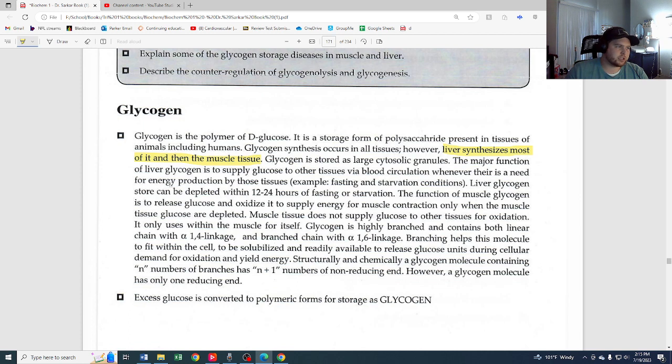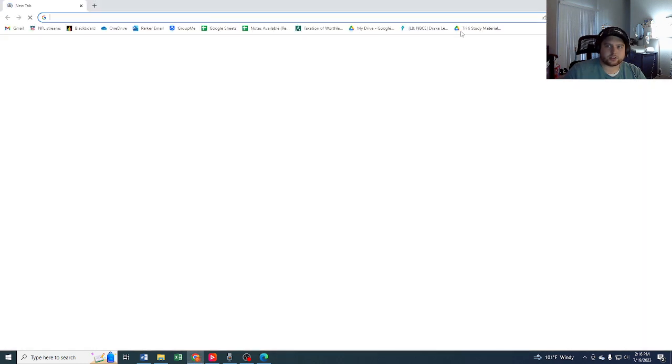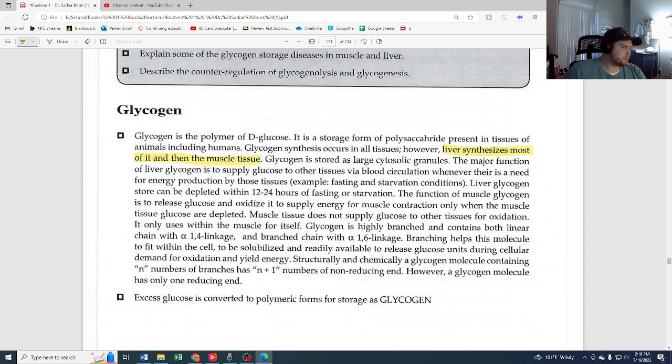The major function of liver glycogen is to supply glucose to other tissues via blood circulation. Please remember this. This is probably one of the most important parts of this whole thing. Understanding that the liver glycogen is what we're going to be talking about a lot when it comes to maintaining the proper blood glucose levels. This is blood circulation. So it does via blood circulation whenever there's a need for energy production by those tissues.